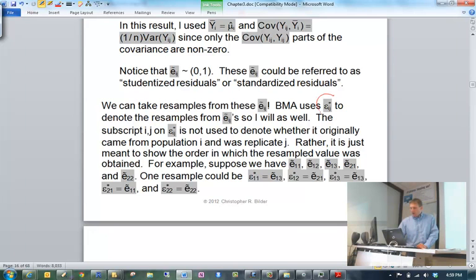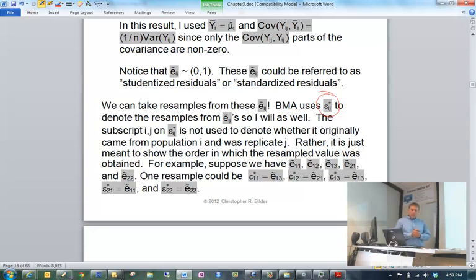Our book calls these resample values epsilon star sub ij's. Now, they could have put a star on top of the E tildes, but they just decided to call them epsilon star sub ij. And so I'm just going to do the same thing.